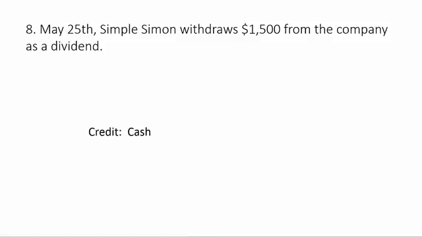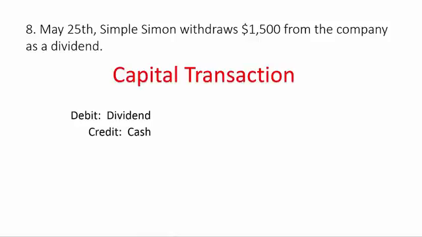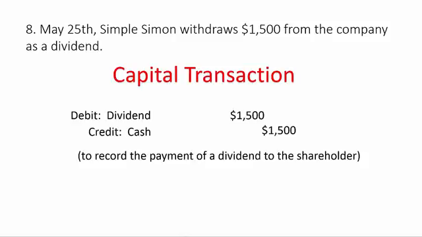If you're stuck, try to remember to ask yourself the question, is this an income transaction or a capital transaction? This is a capital transaction. It has nothing to do with the operations of the business. The owner is simply taking out some of the company's equity vis-a-vis a dividend for $1,500.